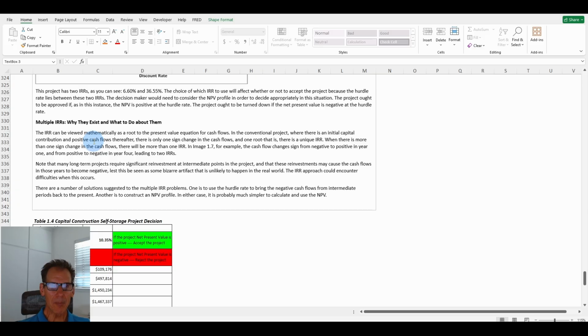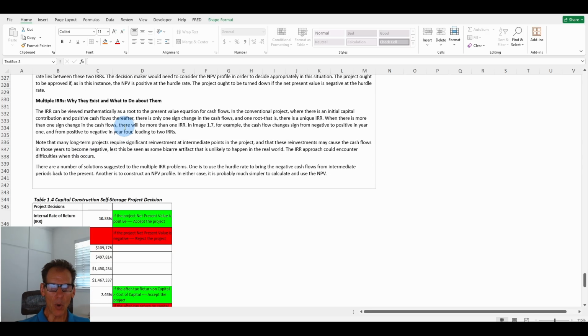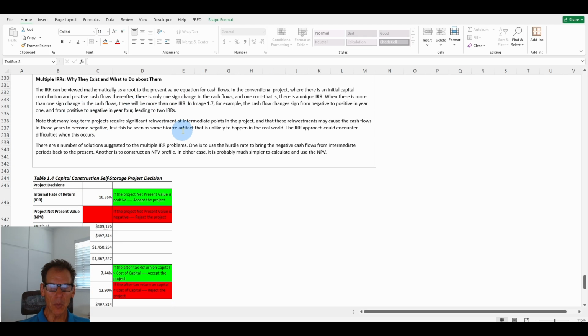The IRR can be viewed mathematically as a root to the present value equation for cash flows. In the conventional project, where there is an initial capital contribution and positive cash flows thereafter, there's only one sign change in the cash flows and one root. That is, there's a unique IRR. When there's more than one sign change in the cash flows, there will be more than one IRR. In image 1.7, for example, the cash flow changes signs from negative to positive in year 1 and from positive to negative in year 4, leading to 2 IRRs.